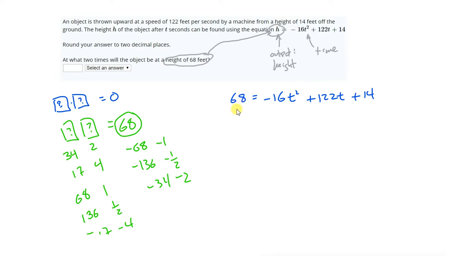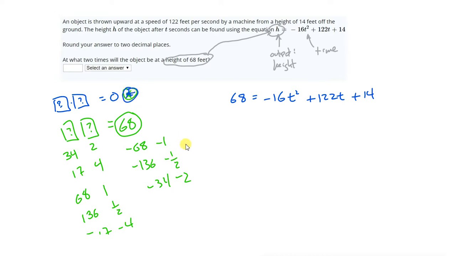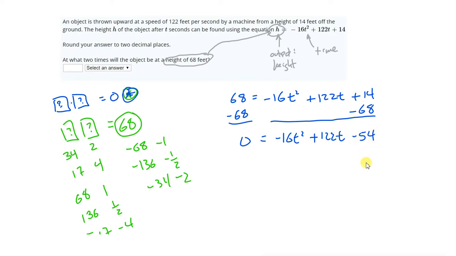So I need to get a 0 on the left side. I want to be able to use this property. How do I do that? I need to get the 68 away. I need a 0. So I'm going to subtract 68 on both sides. Bada bing, bada boom. So I'm going to have 0 equals negative 16t squared plus 122t, and then what does 14 take away 68? Negative 54.